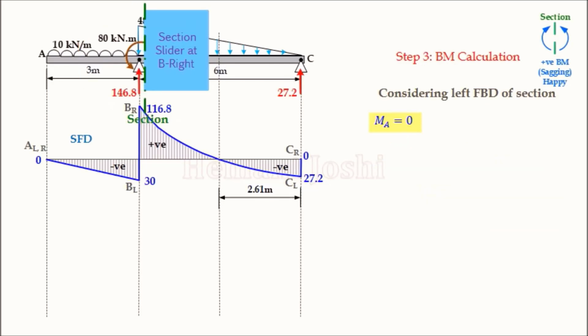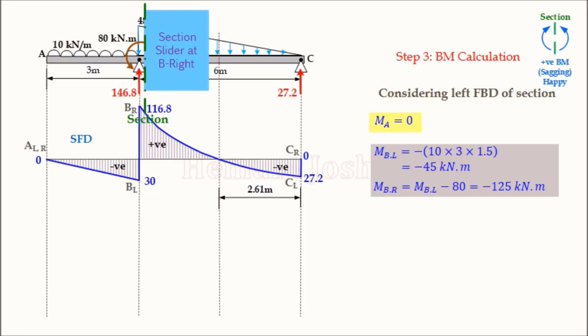Just right of B, here I will carry the same value because I am standing on the same point. Only the couple is coming into the picture now. Observe that the couple is anticlockwise this way. In our bending moment sign convention, this indicates inward or hogging, and hogging is taken negative. So original value minus 80.